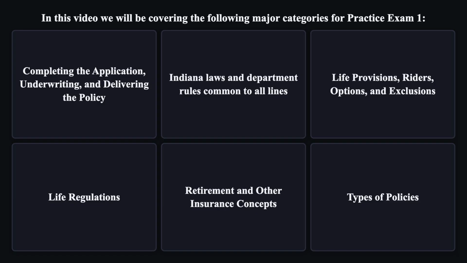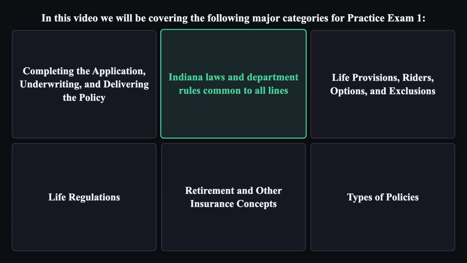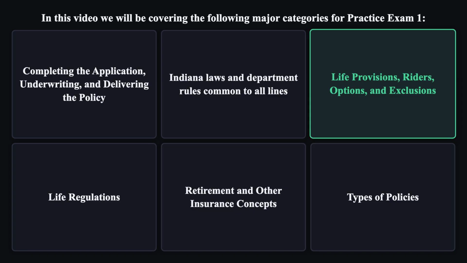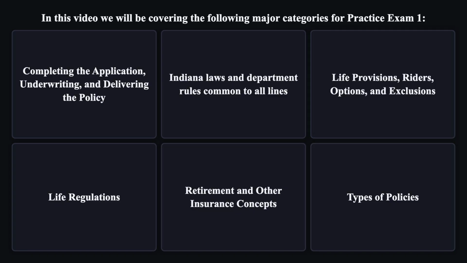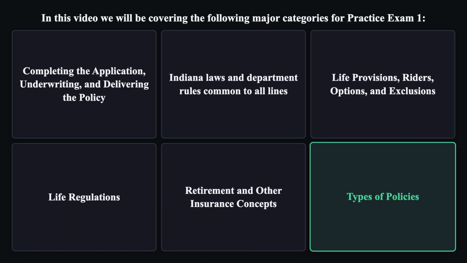In this video, we will be covering the following major categories for Practice Exam 1: completing the application, underwriting, and delivering the policy. Indiana laws and department rules common to all lines. Life provisions, riders, options, and exclusions. Life regulations. Retirement and other insurance concepts. Types of policies. Let's walk through the format.